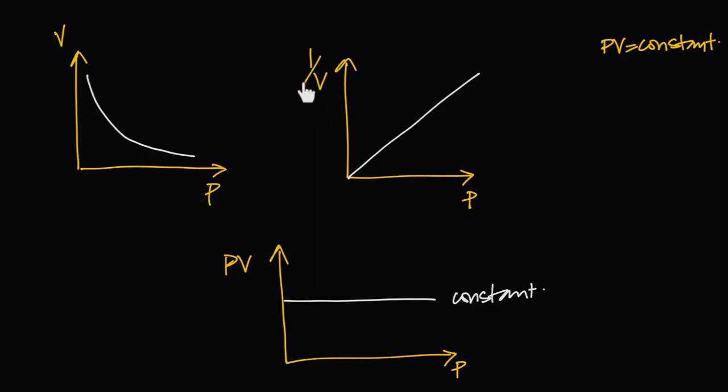So P against V is inversely proportional. P against 1 over V is directly proportional. PV against P is a horizontal line. And these are some of the ways that we can represent Boyle's law. All of these 3 cases, we are assuming that temperature and the number of moles are constant. Because if they change, the relationship will change.